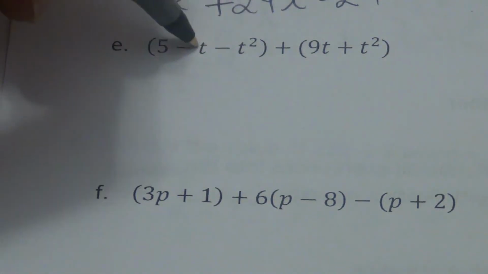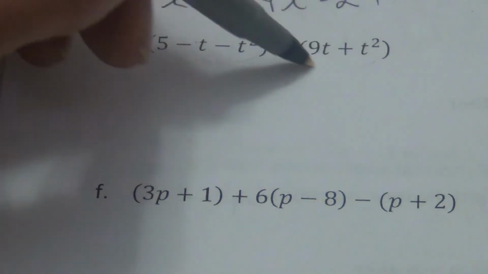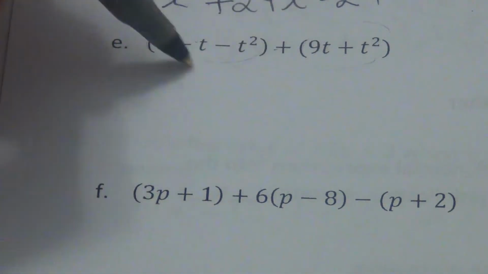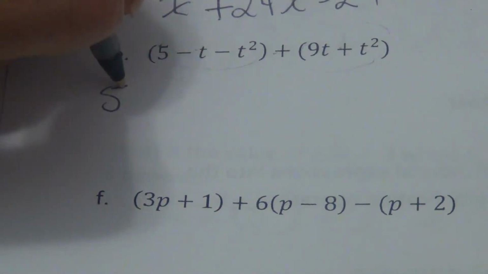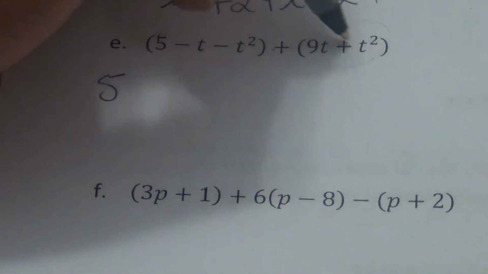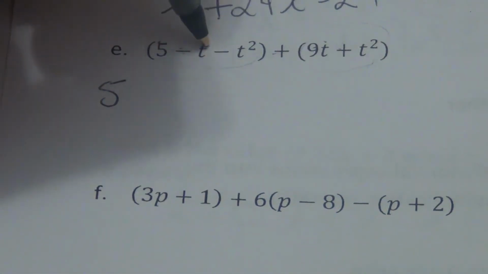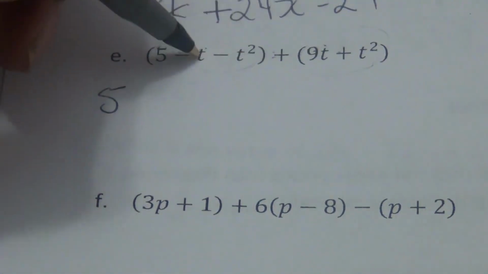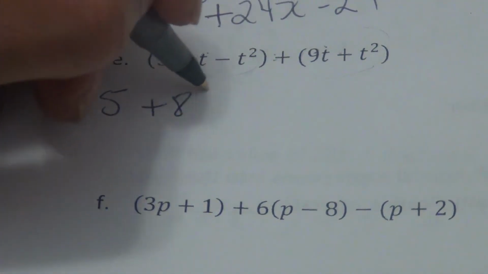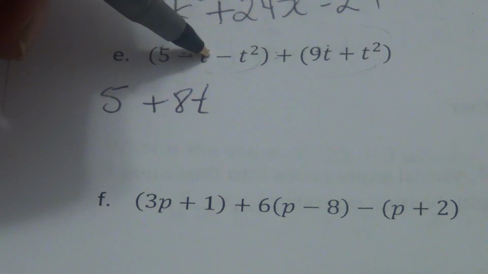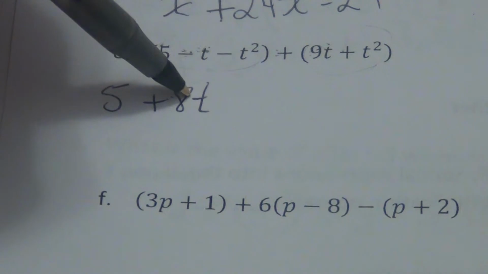Okay, here this is an addition, not a multiplication. So first, do I have like terms here? No. Do I have like terms here? No. So that means I gotta combine this parenthesis with this parenthesis. I'm gonna write down 5 because I don't see any other regular number here. Now negative t is gonna go with 9t. Negative 1 plus 9 is 8. Negative 1t plus 9t is the same thing as 9t minus 1t, which is 8t.